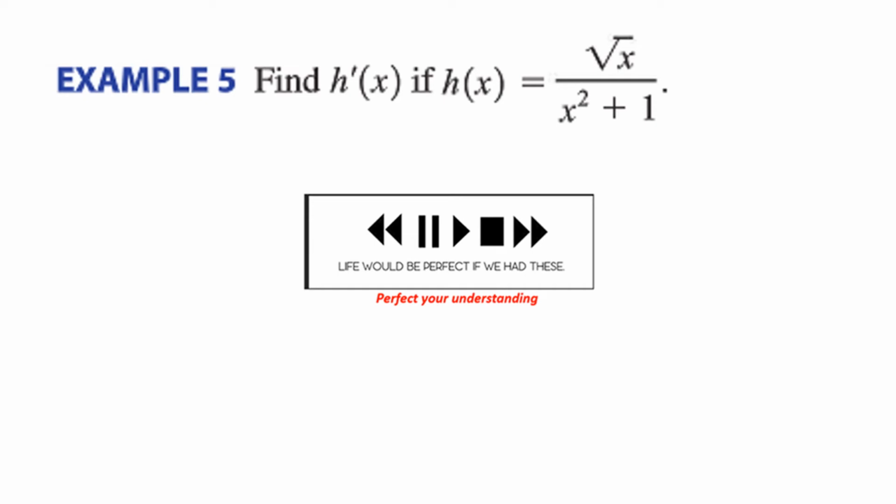Here's another example. We want you to find h prime of x if h of x is equal to the square root of x over x squared plus 1. You know what to do. Let's see how you did.